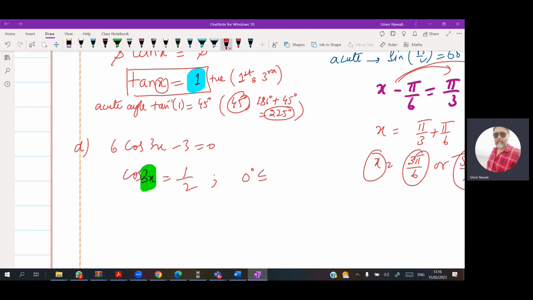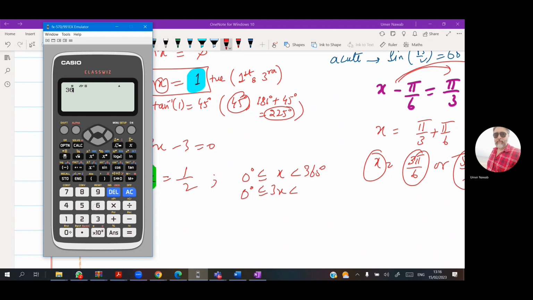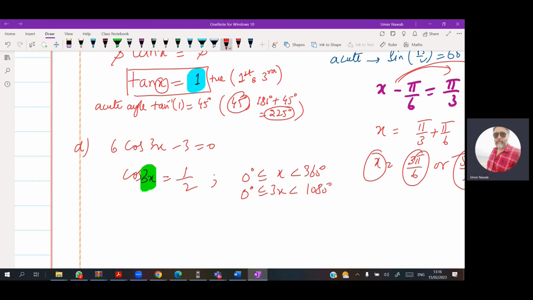So we need to define our domain, the dummy domain. So x is between 0 to 360. We need to multiply all the numbers in this inequality by 3. So this gives you this new dummy domain, 0 to 1080.